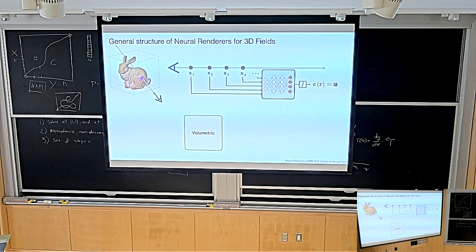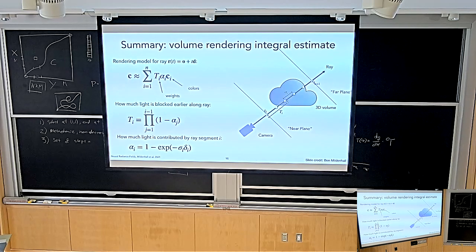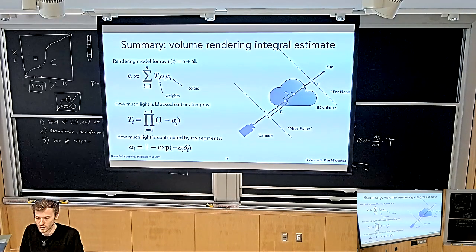Let me just briefly refresh you on volume rendering because this is going to come up again today. So this was the overview slide that we converged to at the end. And if you have any questions on this, now might be the time to ask them. So what was the key idea of volume rendering? The key idea was to parameterize the scene as a radiance field.